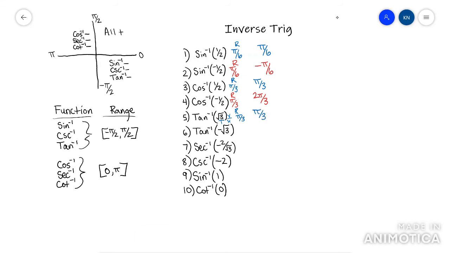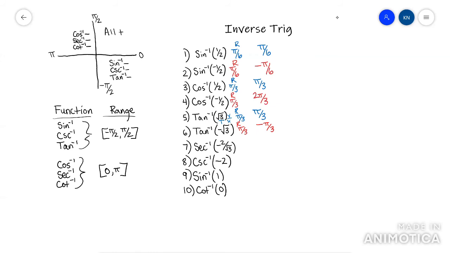But now when it's negative, it's going to be wherever in quadrant 4 this angle is. So basically the negative version of the reference. So if my reference is pi over 3, my answer is just negative pi over 3. It's like right here.